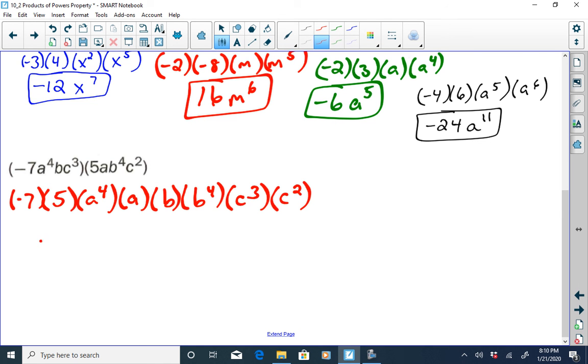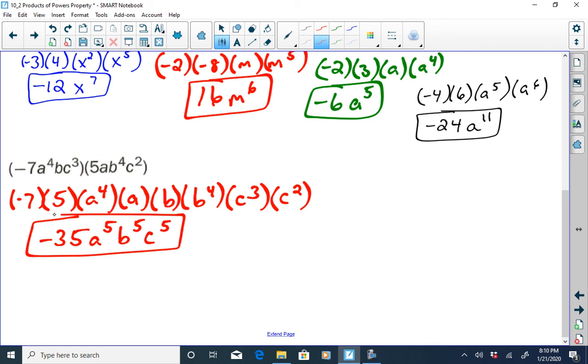Negative 7 times 5, that's negative 35. A to the 4th times a to the 1st, that's a to the 5th. B to the 1st times b to the 4th, it's going to be b to the 5th. And c to the 3rd times c to the 2nd, that's going to be c to the 5th power. So our product's going to be negative 35 times a to the 5th power times b to the 5th power times c to the 5th power.